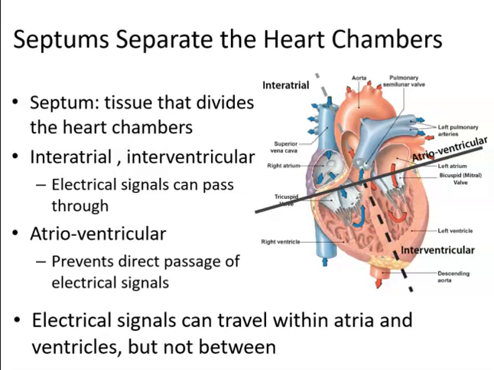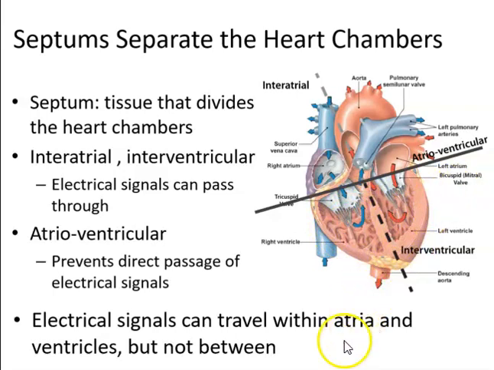The atrioventricular septum separates the atria and the ventricles and does not allow electrical signals to pass between the atria and the ventricles. Now, this is important in order to allow for the rhythmic contraction of the heart in a specific way. So the atrioventricular septum, again, is that wall separating the 2 atria, right and left, from the 2 ventricles, right and left.